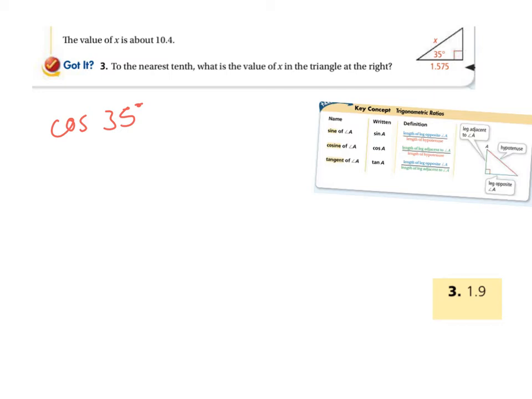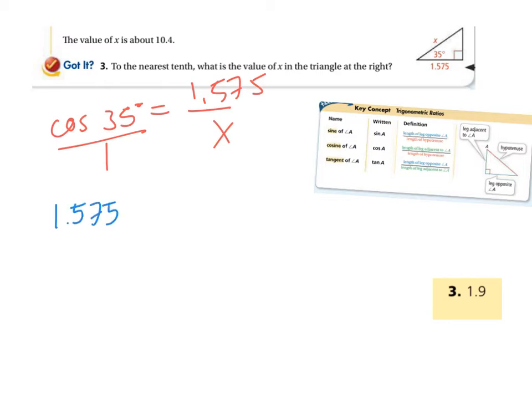Cosine of 35 degrees equals, again, adjacent over hypotenuse. So that's going to be 1.575 over the x. A little bit of cross product fun, and this one you can actually put in your calculator. Here's what I did, because I know that I'm going to put this over 1 and do some cross product fun. I put 1.575, so this is what I actually put in my calculator.